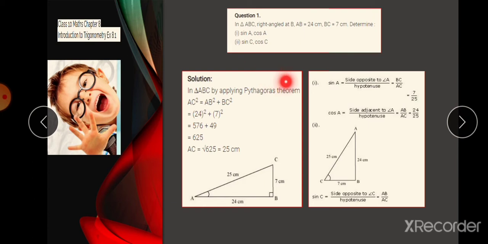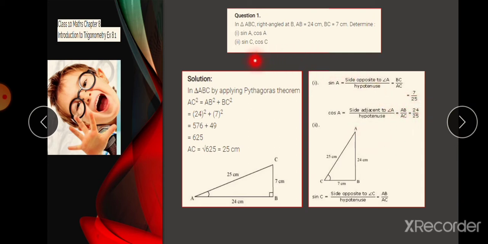What are they asking? Sin A. So just write sin A: side opposite to A is BC, by AC. Then 7 by 25. The same way, cos A means adjacent. Who is the adjacent? 24. 24 by 25. So sin A is 7 by 25 and cos A is 24 by 25.